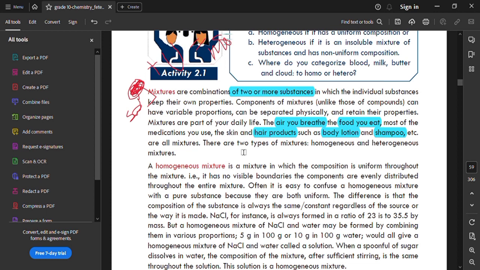So there are two types of mixtures. Those are homogeneous and heterogeneous mixtures.